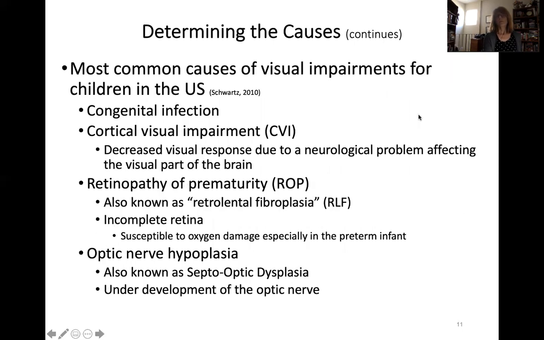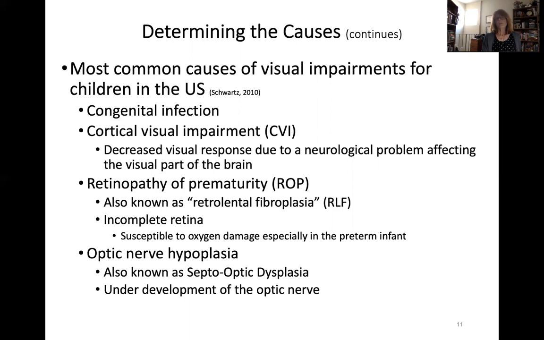One of the common causes for visual impairment for children here in the United States continues to be some sort of congenital infection. There possibly may be some sort of cortical visual impairment. And again, I referred to that earlier when we were looking at the diagram of the anatomy of the eye. It has to do with the vision part of the brain, not the vision part of the eye.